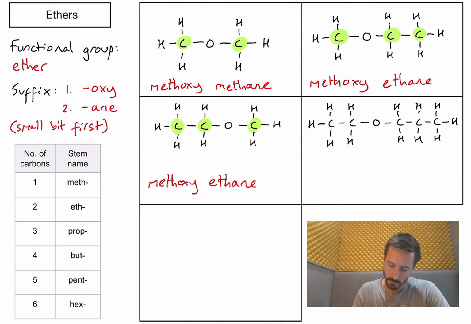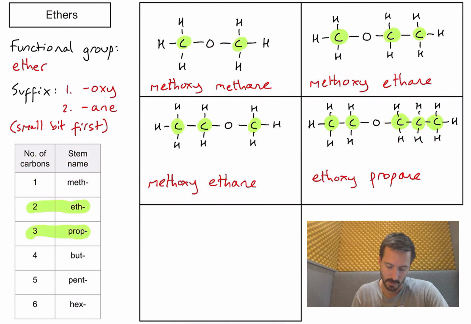Fourth example, slightly longer one here where I've got two carbons on the left side, that's the smaller bit, three carbons on the right side, that's the longer bit. So there's my two carbons, there's my three. So what's the name going to be? It's going to be ethoxypropane. Nice and easy.